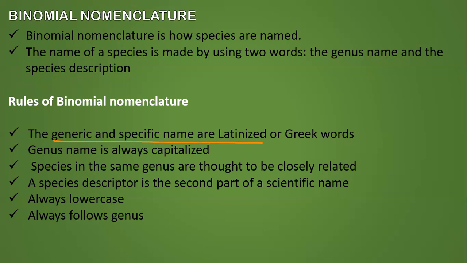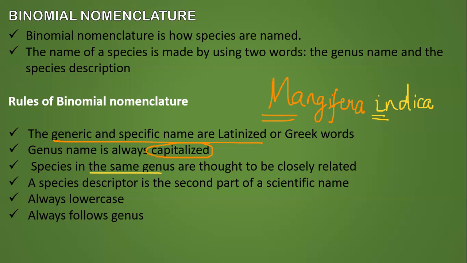Genus name is always capitalized. That is the first term. For example, Mangifera. This is the generic name. So M is always capital, whereas indica, which is the specific epithet, begins with a small letter. Clear? Species in the same genus are thought to be closely related.